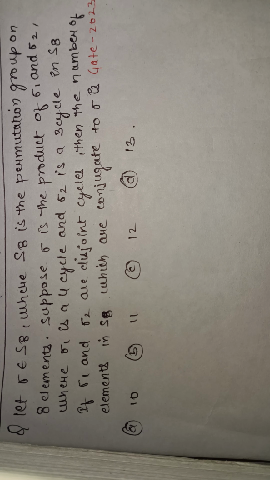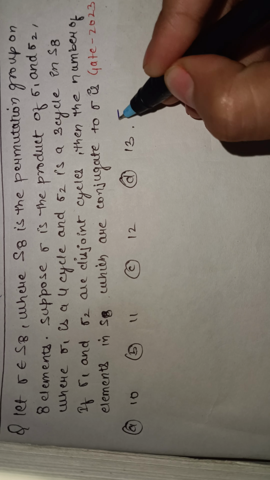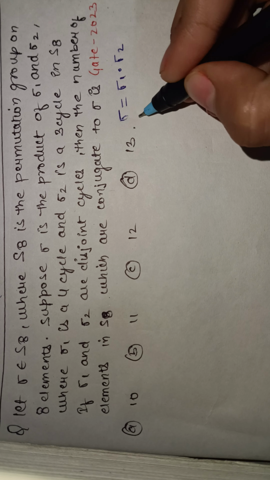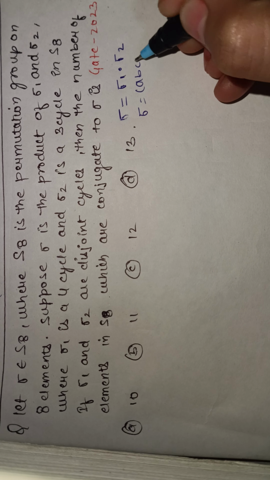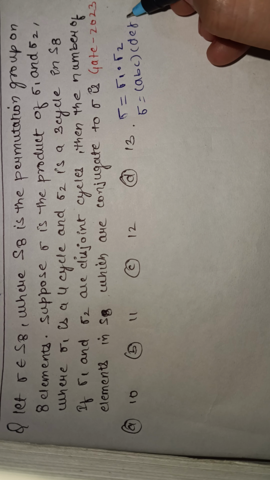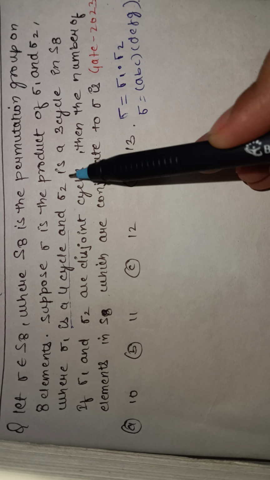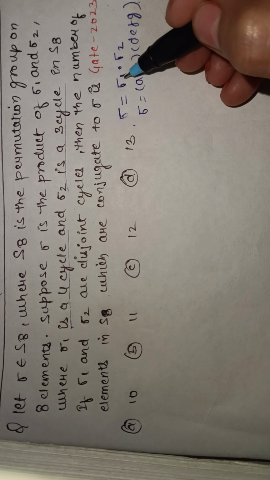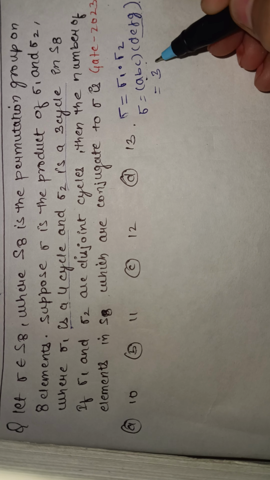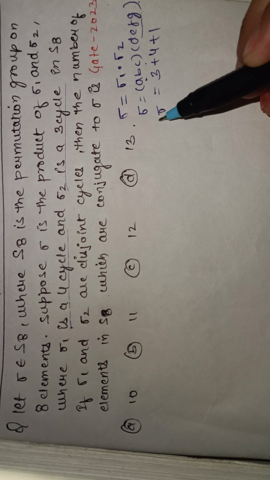sigma is? So here sigma is equal to sigma 1 into sigma 2. That is, sigma is equal to (ABC)(DEF) type. That is, sigma 1 is a 4-cycle and sigma 2 is a 3-cycle. So this is a 3-cycle and this is a 4-cycle. That is, 3 plus 4 plus 1 type.